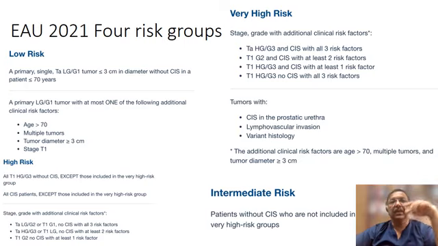The T1 G2 tumor with CIS, at least 2 risk factors, T1 high grade, and so on. So essentially, tumors with CIS in the prostatic urethra, tumor with lymphovascular invasion on your histopathology, and any of the variant histopathology like micropapillary, plasmacytoid, sarcomatoid differentiation, etc. So if all these features are present, your patient becomes a very high risk category, and they should be treated as such.